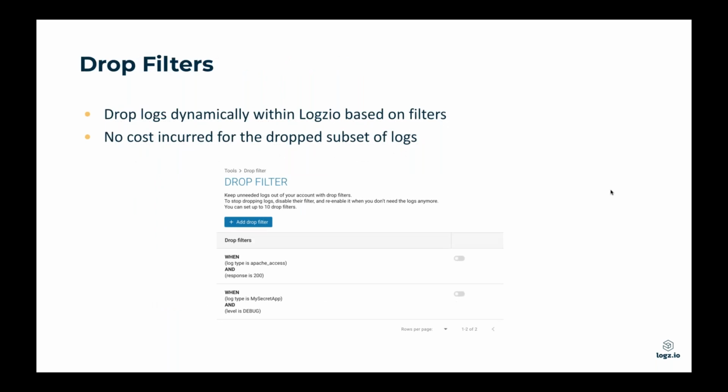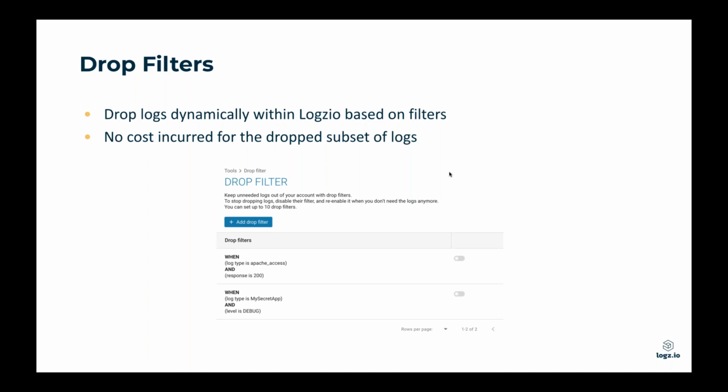All right, the last topic I want to talk about is drop filters. Drop filters is a functionality that was released recently. For those of you that are customers, you probably got a notification in the top menu bar within Logz.io. There's a little star icon that shows up whenever we release new functionality and surface that announcement to our customers. This is a way to dynamically drop data based on filters. And what's most important here is there's no cost that's incurred for the dropped subset of logs.